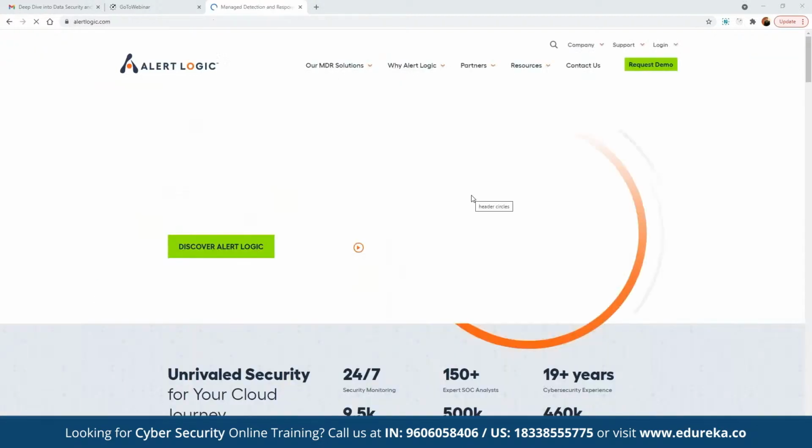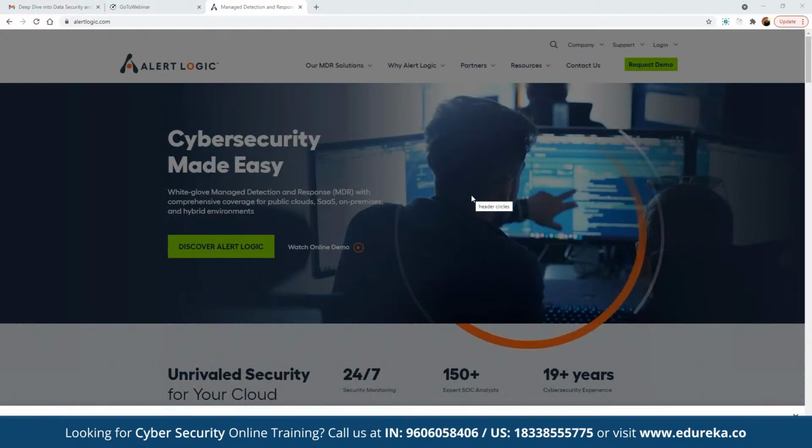AlertLogic is also one of the tools used now, compared to traditional server and client architectures.